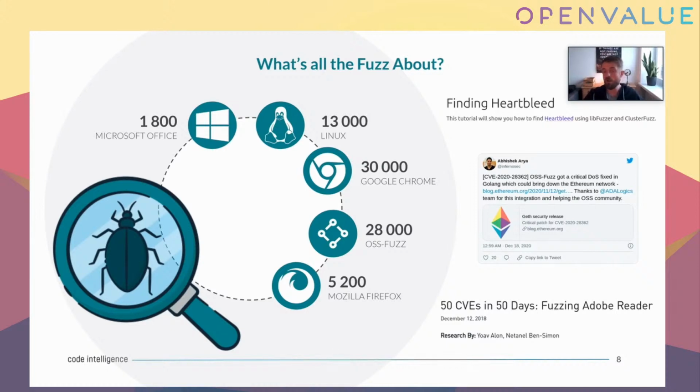So there were denial of service attacks on one of the most famous blockchains. And even if you don't have the source code, there are tricks for how to do coverage-based fuzzing. And there was a tutorial for 50 CVEs in 50 days with the Adobe Reader.